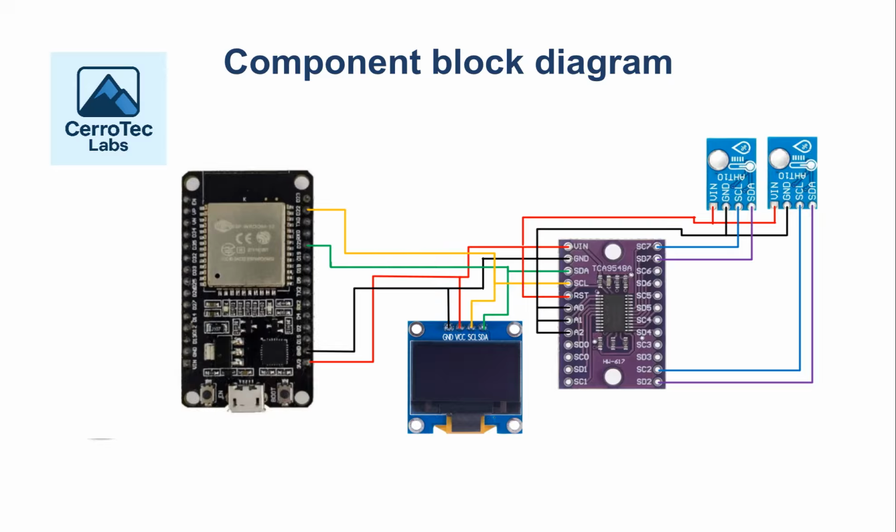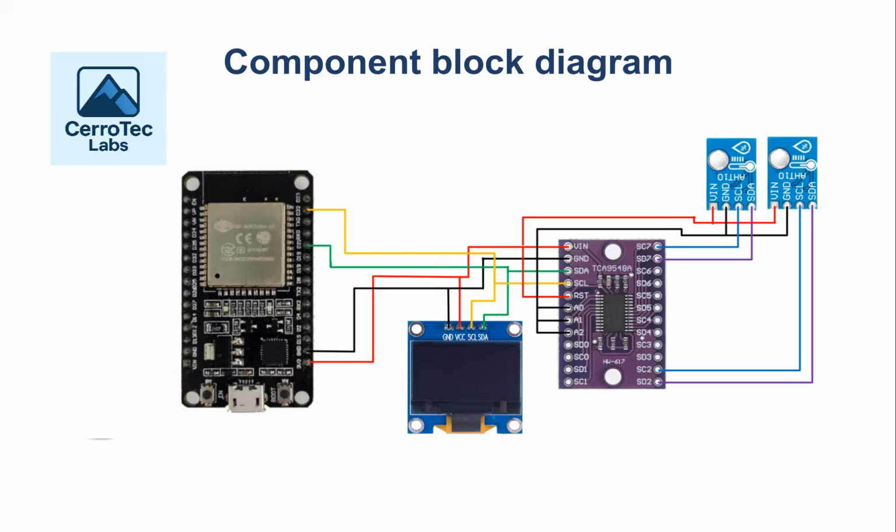The A0, A1 and A2 pins of the TCA9548A are tied to ground. The multiplexer reset RST pin is tied high. The SDA pins of the OLED and multiplexer are connected to D21 GPIO21 pin of the ESP32. The SCL pins of the OLED and multiplexer are connected to the D22 GPIO22 pin of the ESP32.